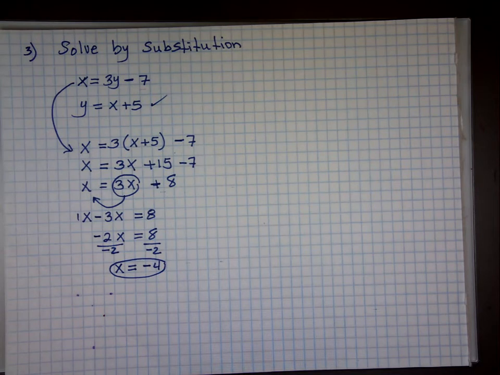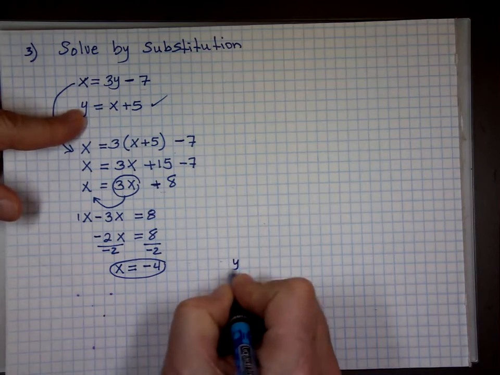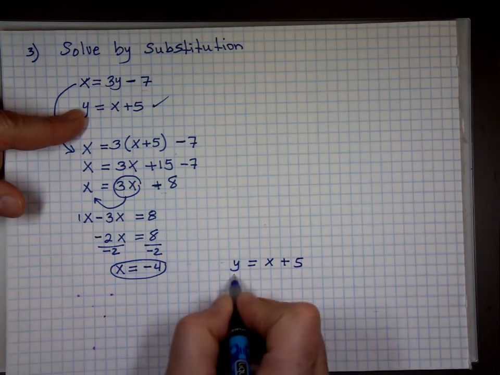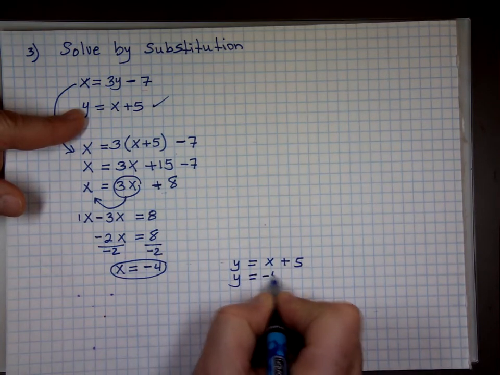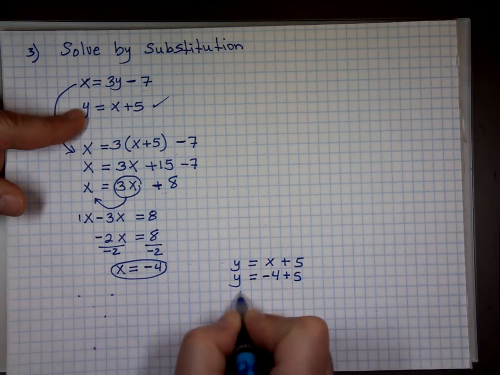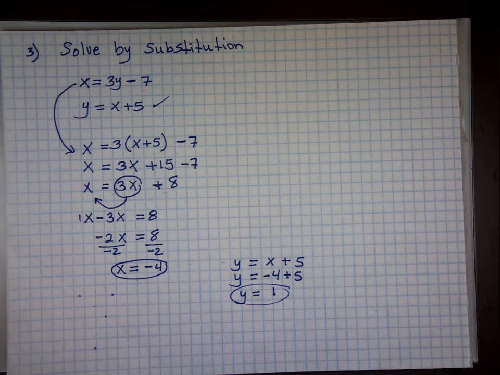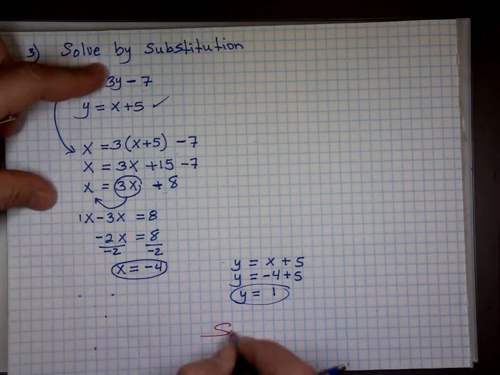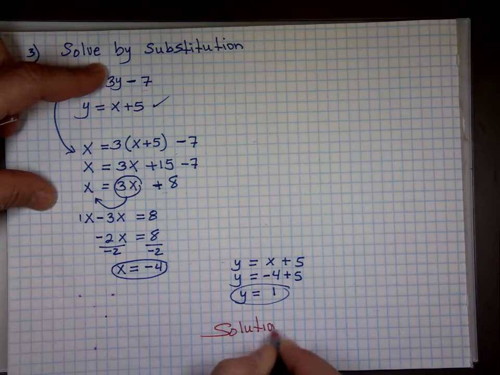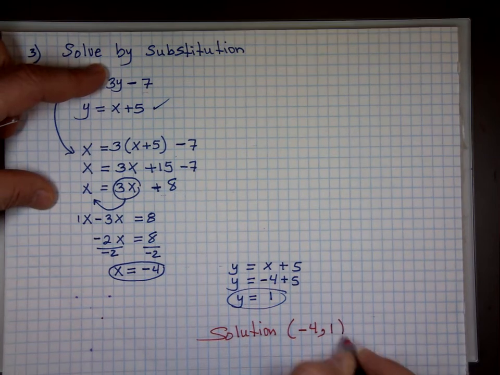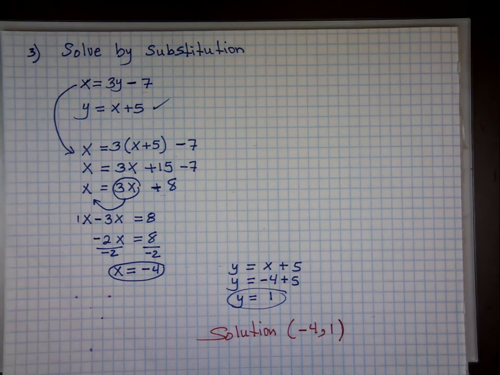Now, if you know x, can you find y? Let's go to that equation. Y equals x plus 5. We know x is negative 4. What is y equal to? 1. What is my solution? X, which is negative 4, y, which is 1. Negative 4, comma 1. No graphing needed, nothing.